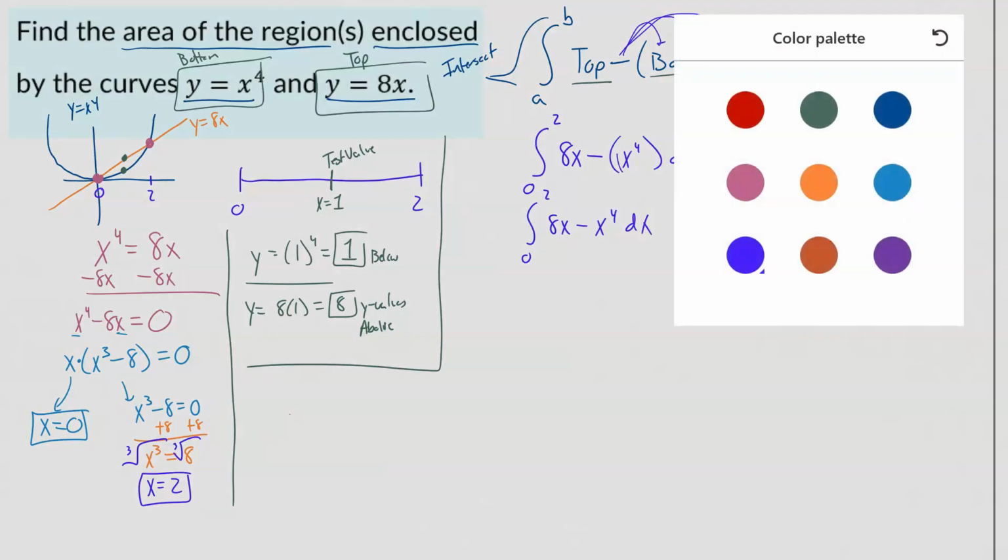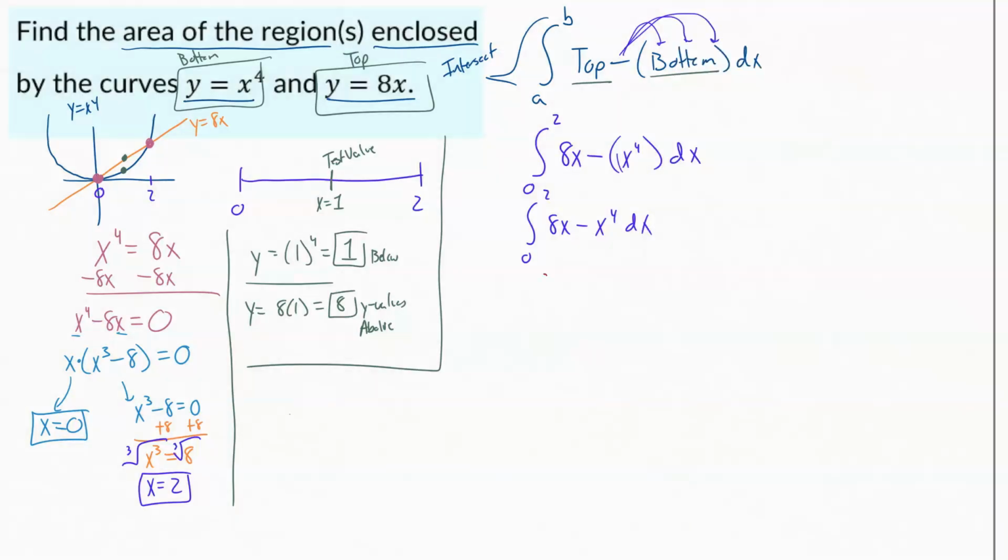And now we just do our power rule. So we are going to add 1 to the power. There's an unwritten 1 right there. So we add 1 to the power and divide by the new power. Minus, add 1 to the power gets us x to the fifth over 5. And then because we have bounds, we say evaluated from x equals 0 to x equals 2.